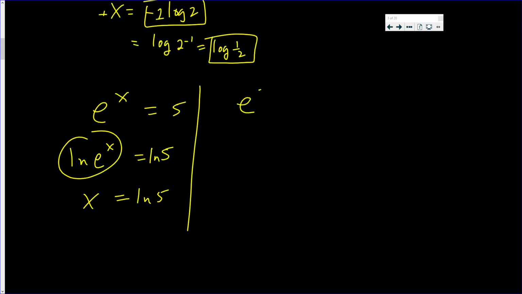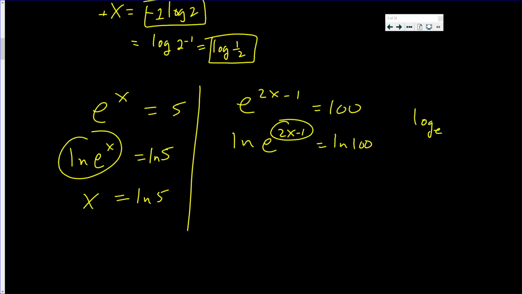If you have e to the 2x minus 1 is 100, you take ln of both sides. And the left side just equals the power, because remember, ln is shorthand for log base e of e. That's 1. The power comes in front. You get the power times 1, which is just the power. Now that's a number. Don't let it bother you.